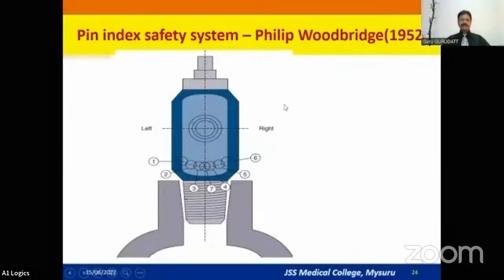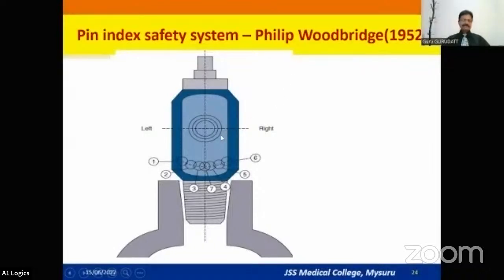Coming to the pin index safety system, another common question that is asked in theory, you are asked about the pin index safety system for 10 marks many times. This was introduced in 1952 by Philip Woodbridge. Till then, we had only the color coding that was used in 1949, so cylinders used to be identified with only the colors. But if a person did not know about the color coding, he could connect a wrong cylinder to the particular yoke and provide hypoxic gases to the patient. In order to prevent that, the pin index safety system was introduced in 1952 by Philip Woodbridge.